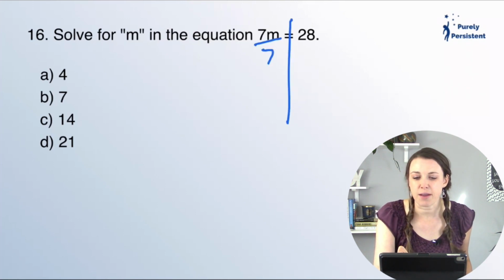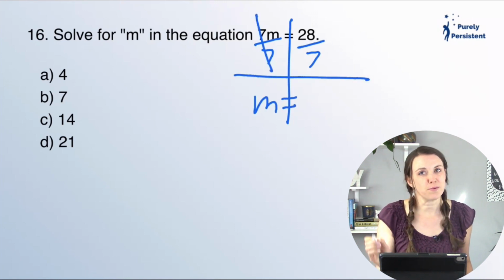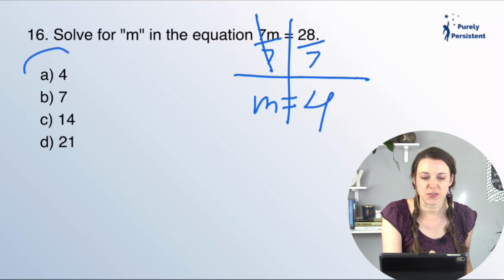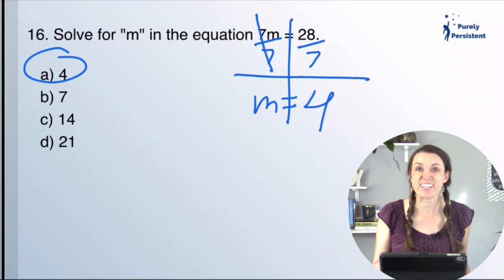All right, so we're going to divide both sides by 7. And this cancels out, and I'm left with M equals 28 divided by 7 is 4. So A is the answer. Did you get it right? Did you get 4 as your answer?